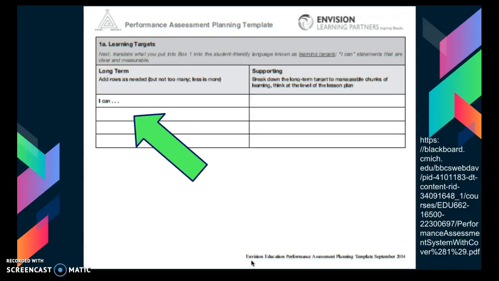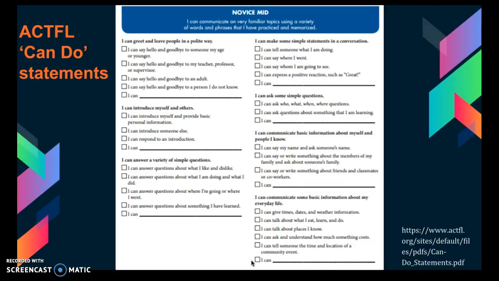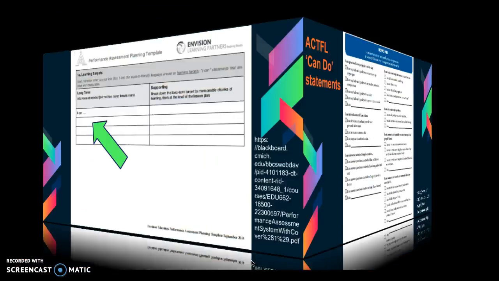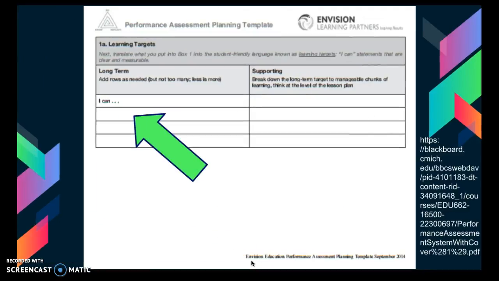The ACTFL standards we use already have I can statements that tell learners what they should be able to do at each proficiency level, and these mirror much of what is addressed in the Common Core State Standards, so I can just pick and choose from the ACTFL list and insert them here into this performance assessment planning template. So here's an example of what the ACTFL can-do statements look like. So these are some I can statements for the novice mid-level, and like I said, it'd just be really easy for me to take these and then plug them in here.